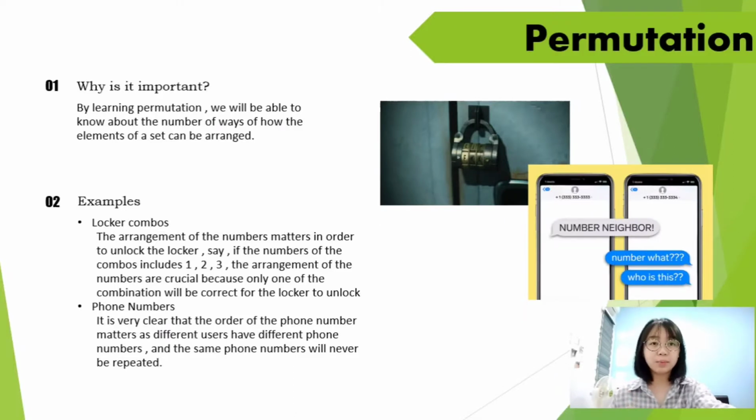So in this slide, we're going to be looking at permutation. By applying this knowledge in our daily lives, we'll be able to know how many different ways there are for us to arrange a particular set of elements or objects. Some examples which apply the knowledge of permutation include lock combos as well as 4-digit numbers. The arrangement of the numbers in a lock combo is very important because only one combination of numbers will be correct for the lock to unlock. As for 4-digit numbers, the arrangement of different numbers will result in different numbers.